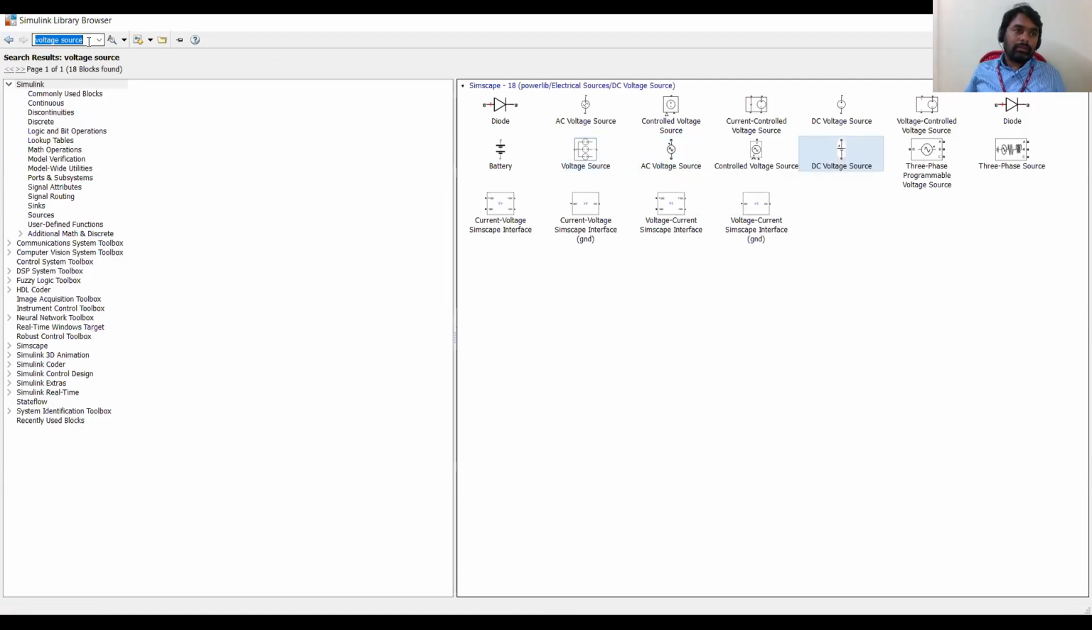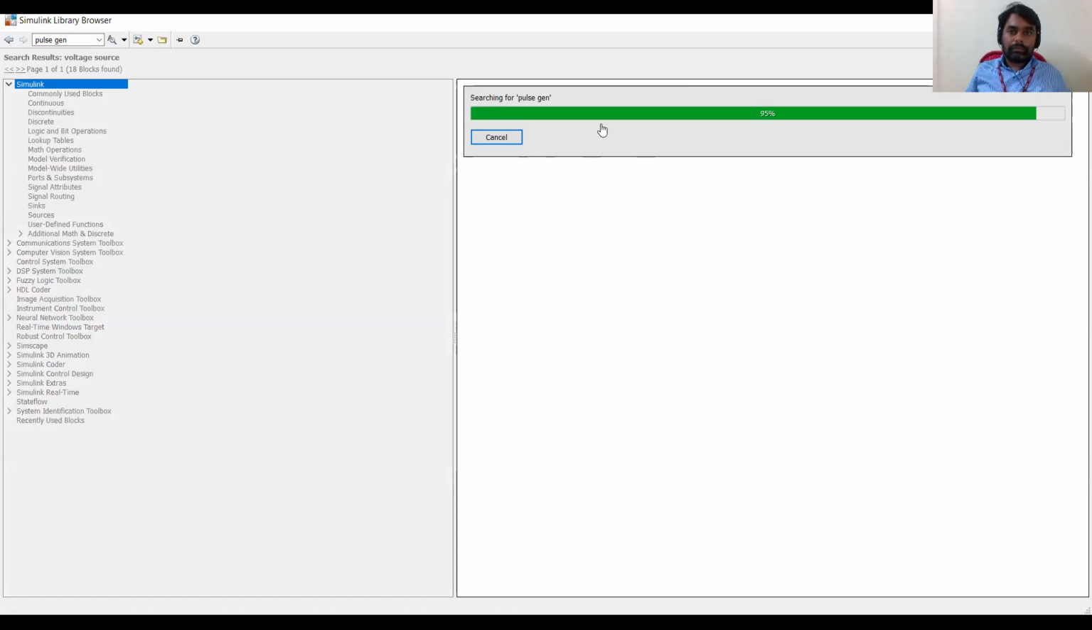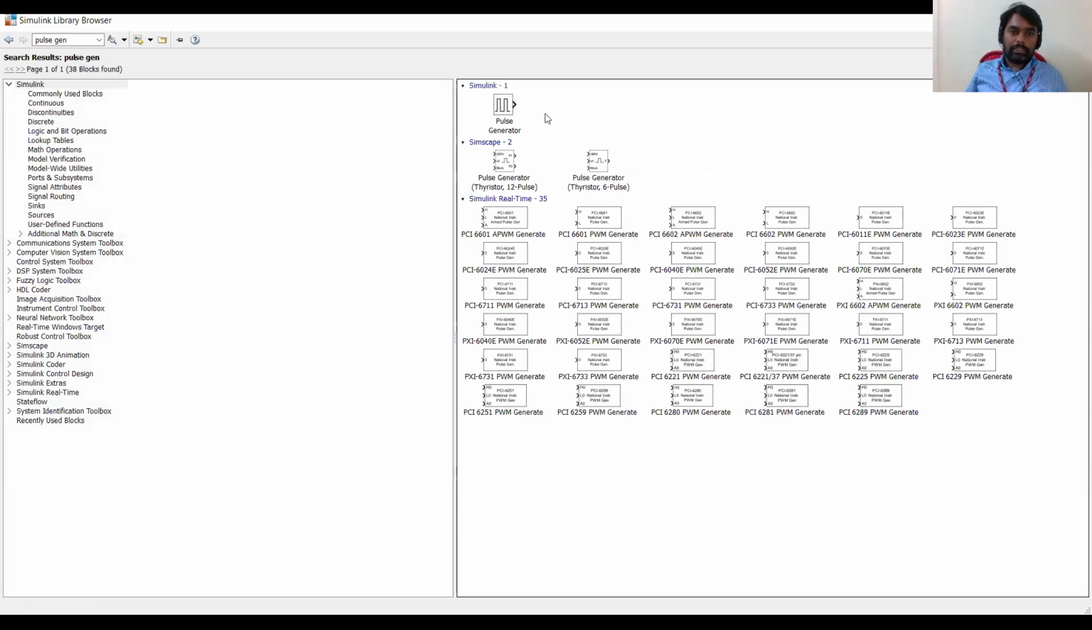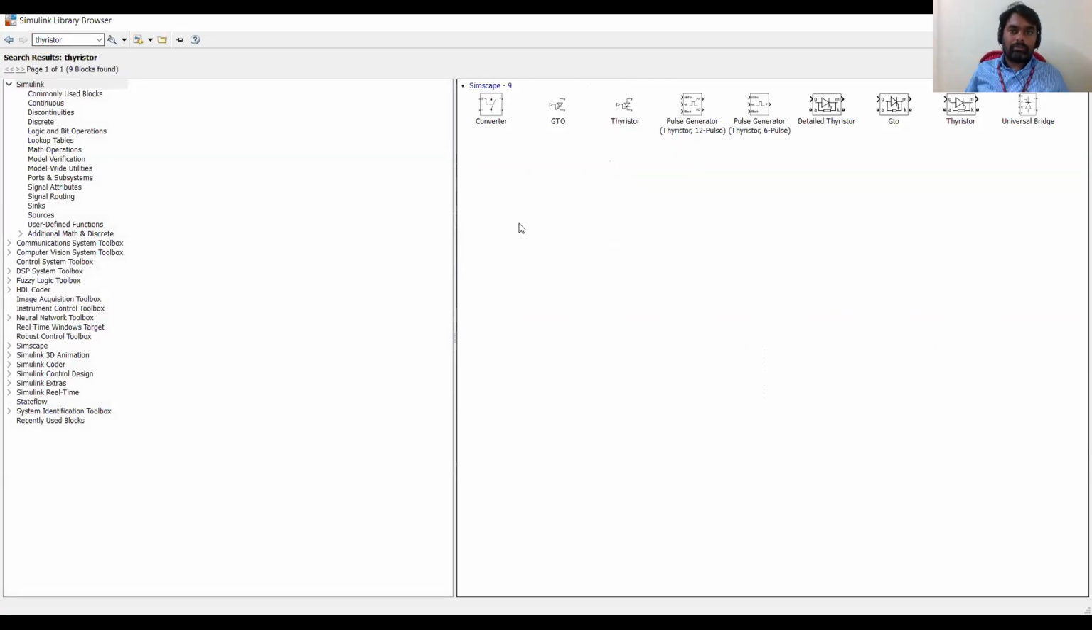Then the pulse generator to fire the thyristor. Then the thyristors, we require 2 thyristors. We require diodes also.